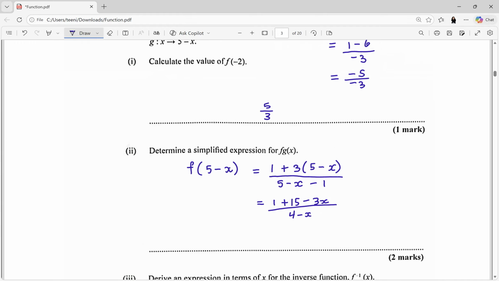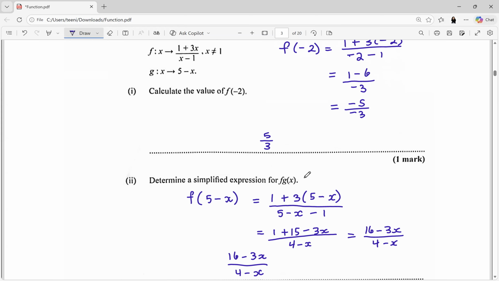And then simplifying again, this would give me 1 plus 15 is 16. So 16 minus 3x, all over 4 minus x. That's the answer. So f of g of x is 16 minus 3x all over 4 minus x.